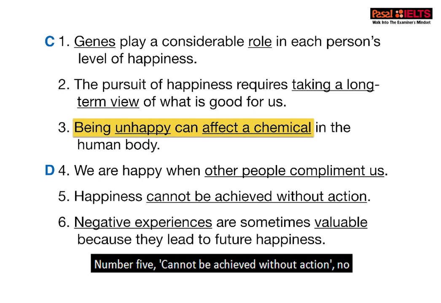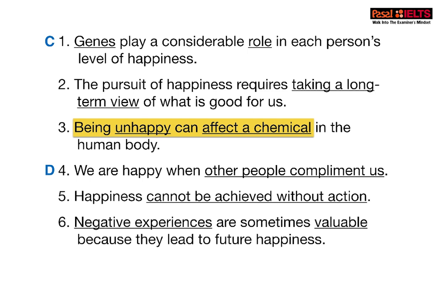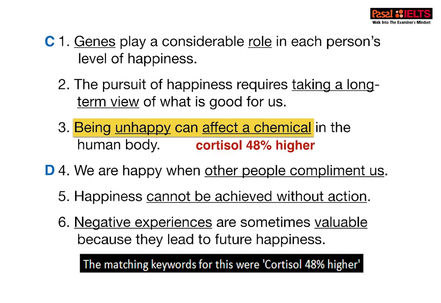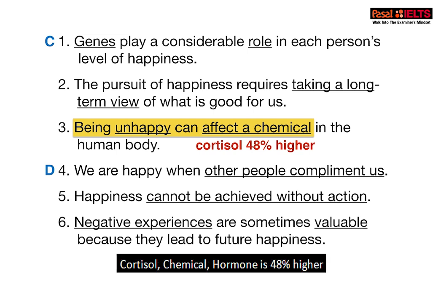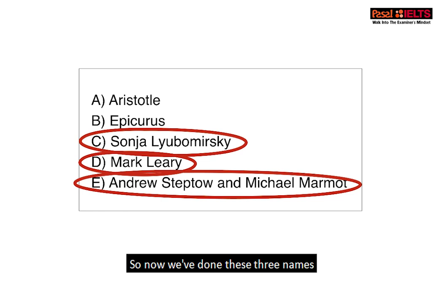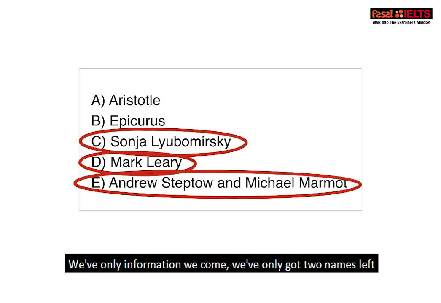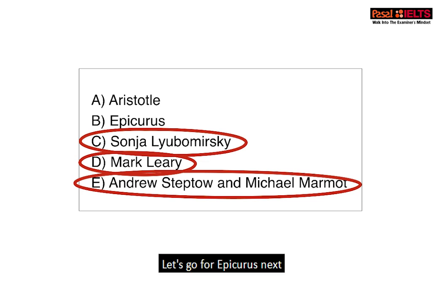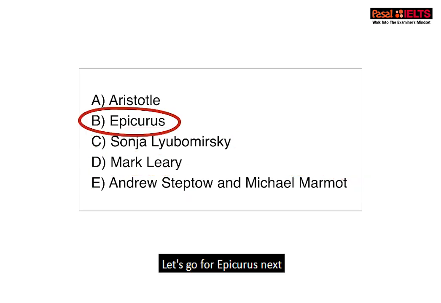Number 5, cannot be achieved without action? No. And negative experiences are valuable? Number 6, no. So let's go back to number 3, and the matching keywords for this were cortisol 48% higher. Cortisol, a chemical, a hormone, is 48% higher in people who were least happy, unhappy people. So that is the correct answer. That's E for number 3. So now we've done these 3 names and we've got all the information we can. We've only got 2 names left. Let's go for Epicurus next.